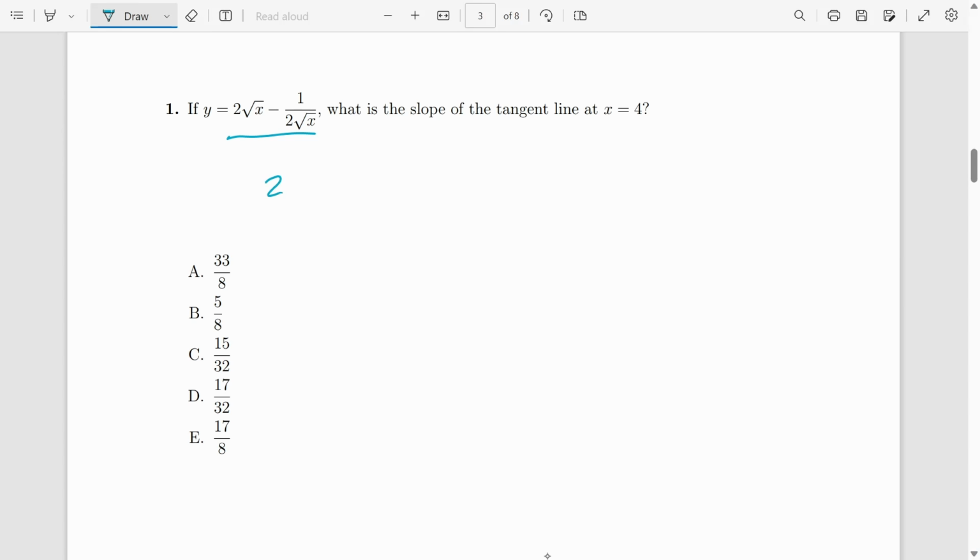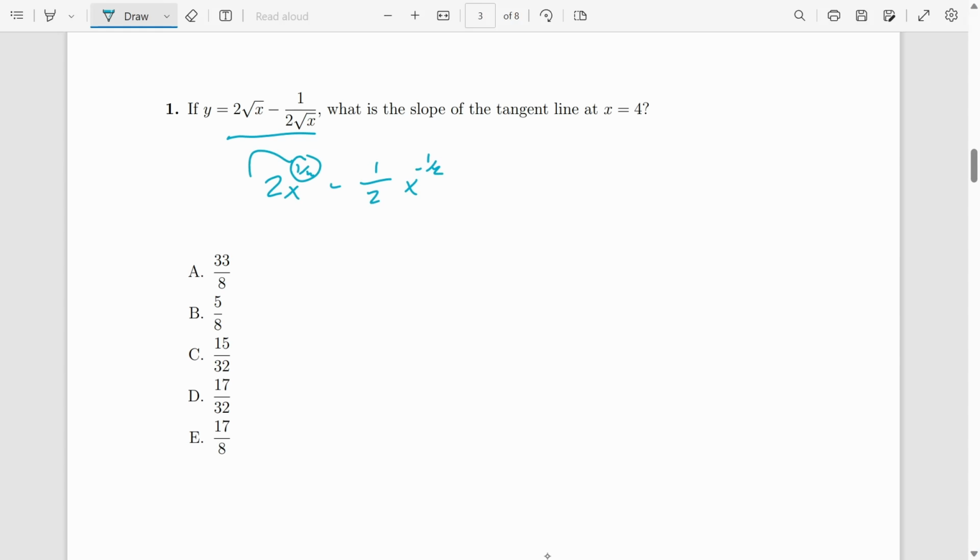This becomes 2x to the 1/2 minus 1/2 times x to the negative 1/2. 1 over x is the same as x to the negative 1, or more generally 1 over x to any power, let's say a, equals x to the negative a power. So you just bring that exponent up and make it negative. That's how you can take variables that have exponents in the denominator and move them up to the top. Now we're in this state and we can go ahead and do our derivative.